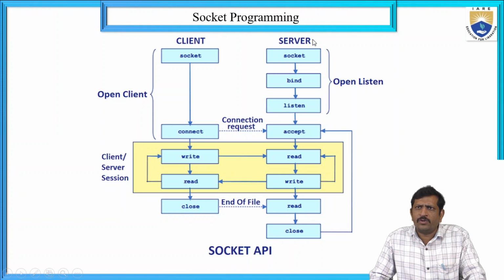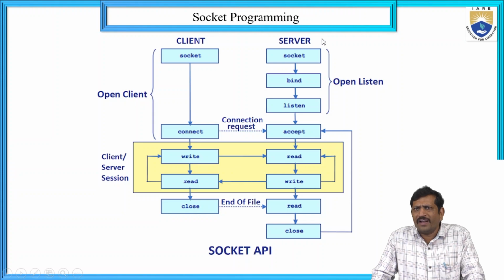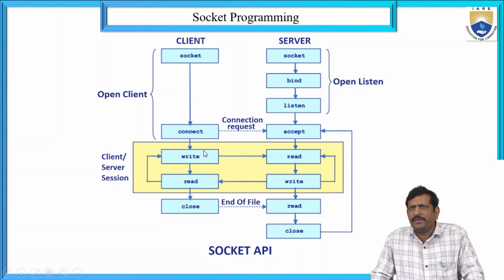A connection request is sent to the server. The server accepts the connection request. Once the server accepts the connection request, the client performs the read and write operations. What does the client do? It performs write and read operations. The client sending data is a write operation. The server reading the data from the client is a read operation.